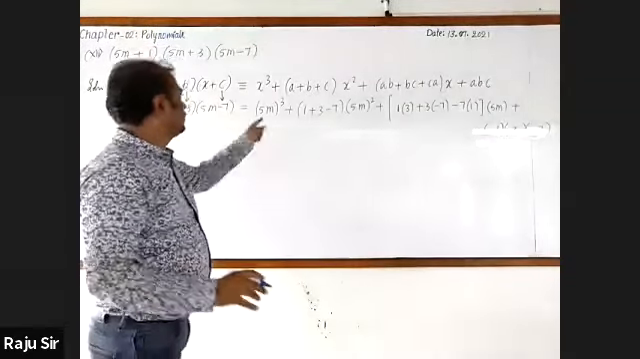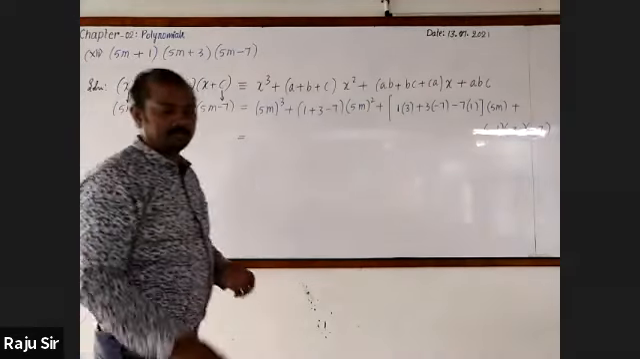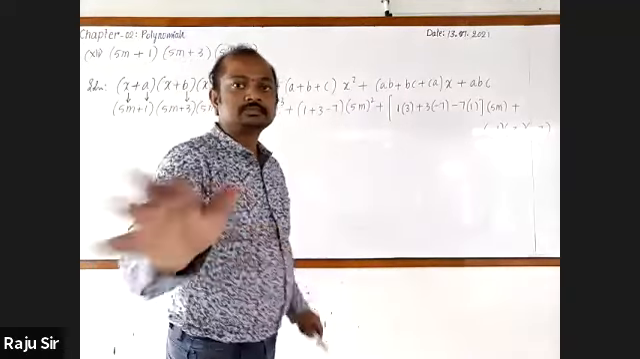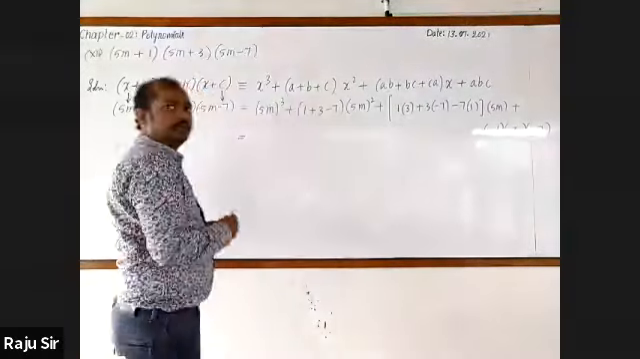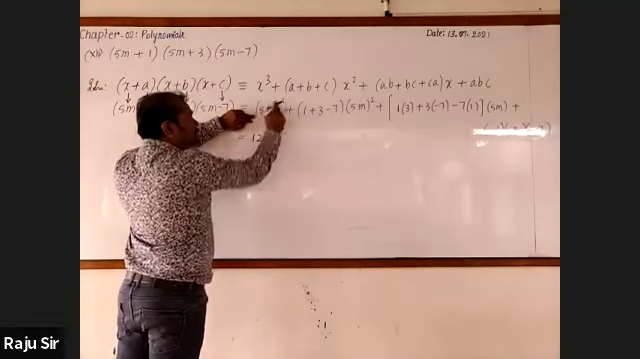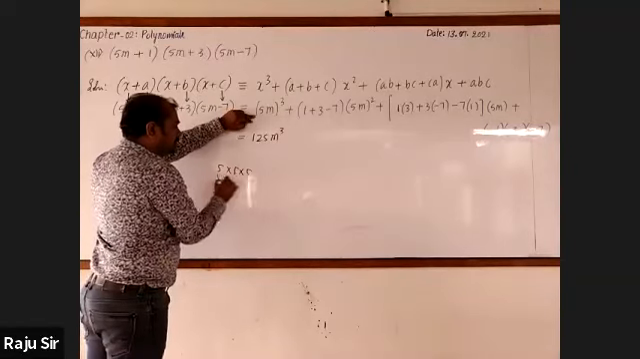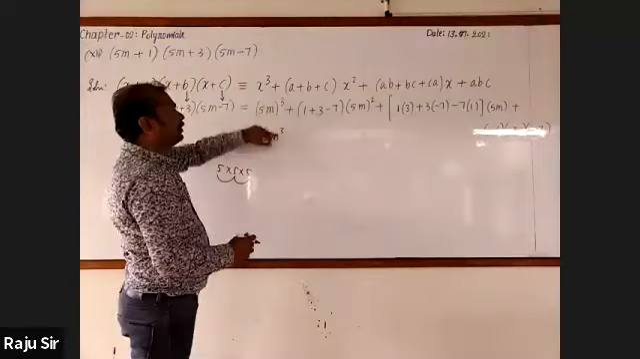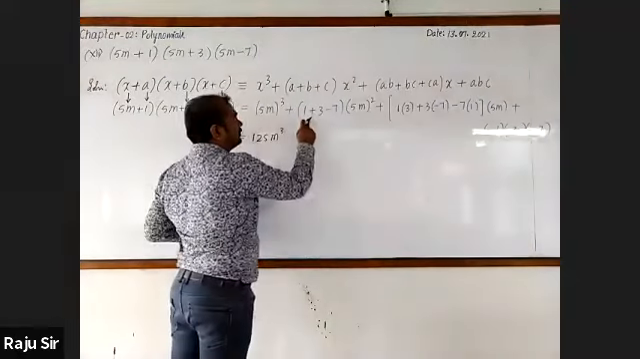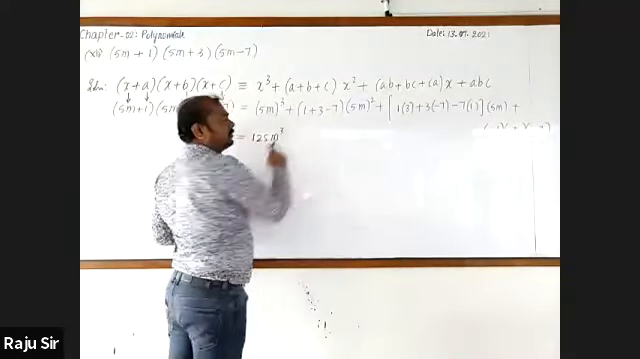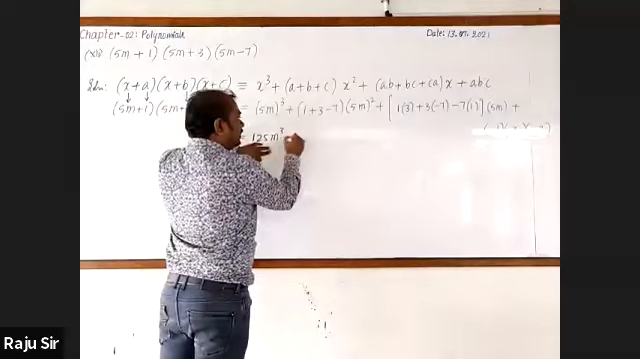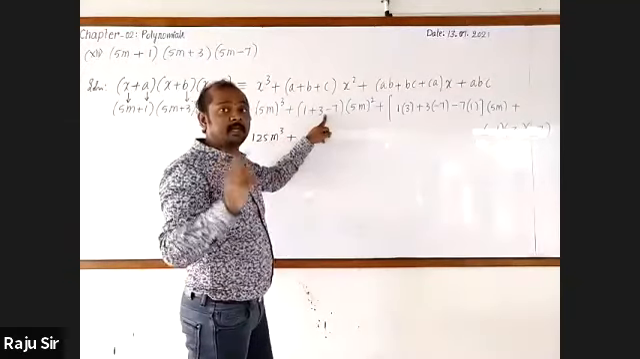Now, simplify the first term. I'm giving chance to only Harsh. 125m cube. Very good. Because 5 cube, 5 into 5 into 5, 5 is 25 into 5 is 125, m cube. Harsh, continue. Second term, minus 100m square. Minus 75m square. Wait 1 minute. Simplify the terms inside the brackets.